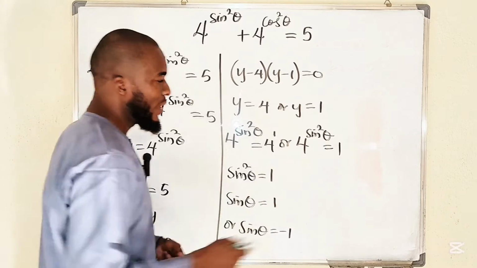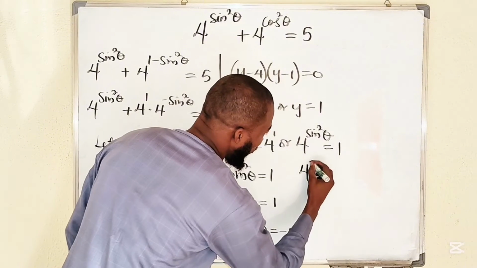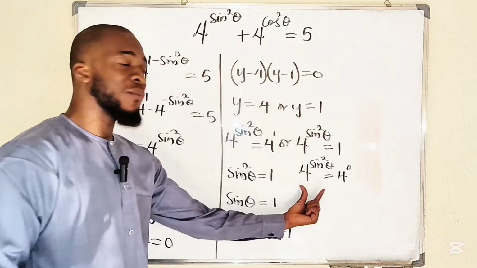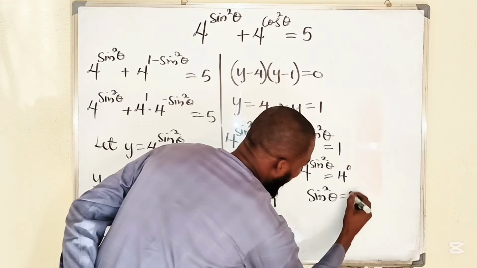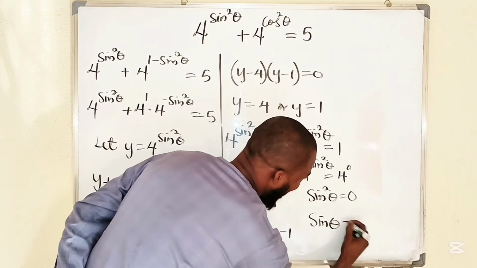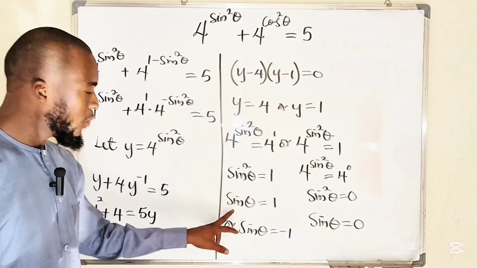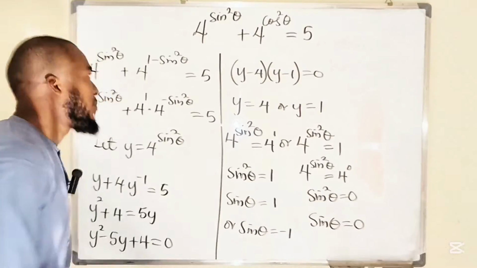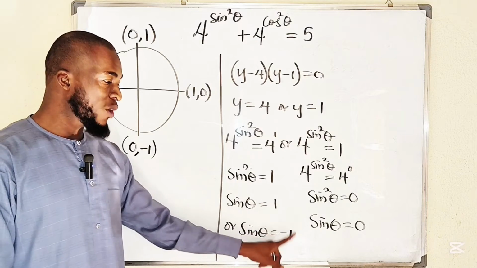Let me solve this one. You know that this is the same thing as 4 to the power of 0. So this is 4 to the sine squared theta equal to 4 to the power of 0, so that we have a common base, which implies that sine squared theta is equal to 0. Take the square root of both sides, you have sine theta equals 0. So we have 3 equations to solve: 1, 2, 3. I'm going to solve them on a unit circle. Let me show you. So here is our unit circle, and we are going to use it to solve these 3 equations.